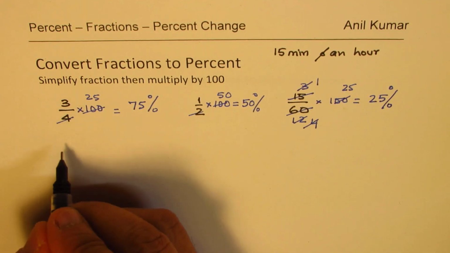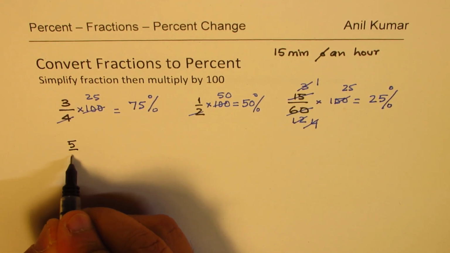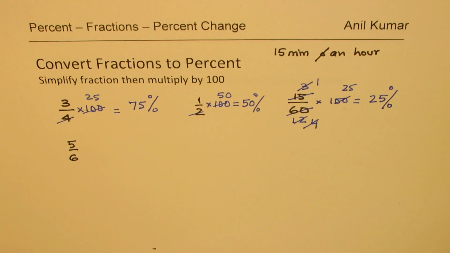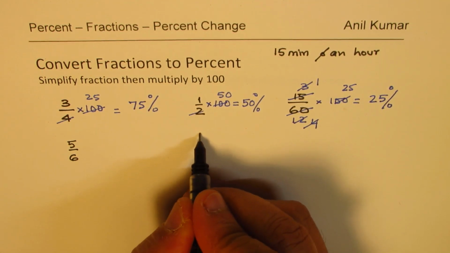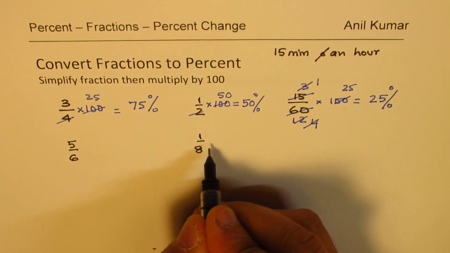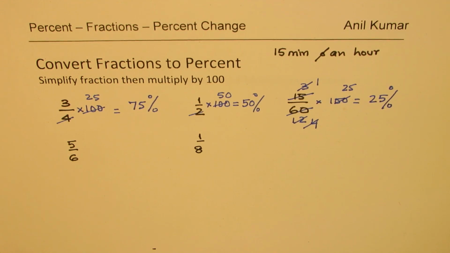Let's take some more examples. So if I take a number 5 over 6, you need to convert this to percent. And let's take a number 1 over 8, right? Convert this to percent. You can actually pause the video now, try it yourself, and then look into my suggestions.